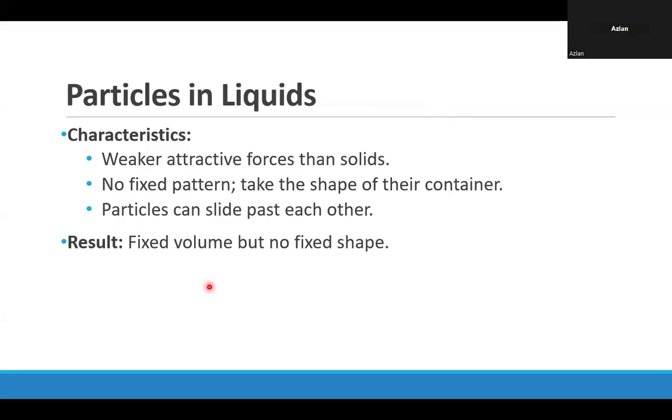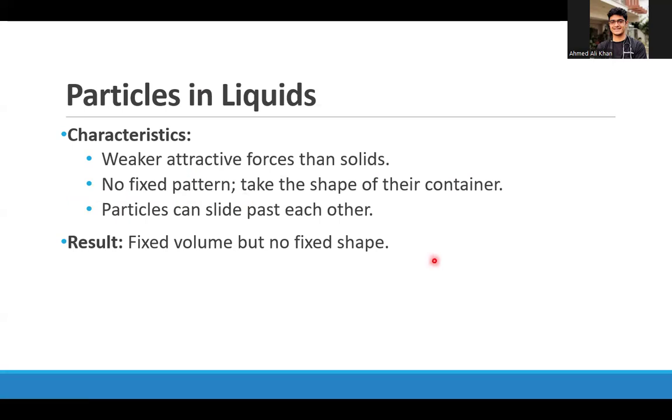The lattice pattern, exactly. Very good. So particles can slide past each other. We already discussed that. And the result? There's a fixed volume but no fixed shape, right? So why is there a fixed volume?